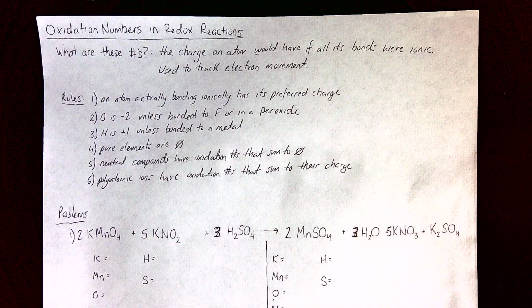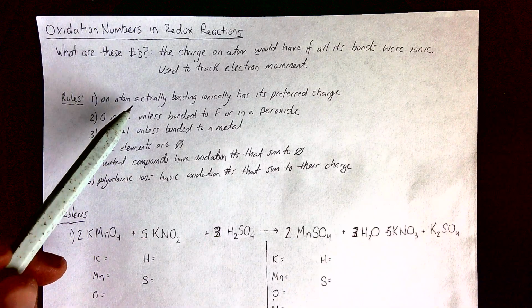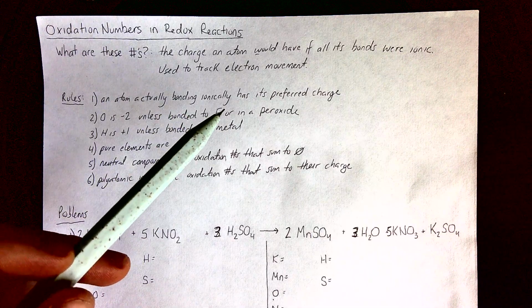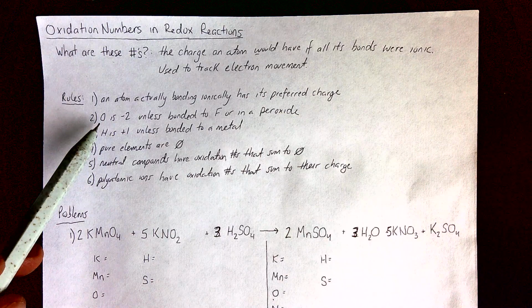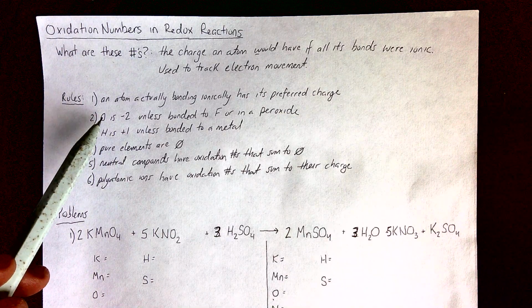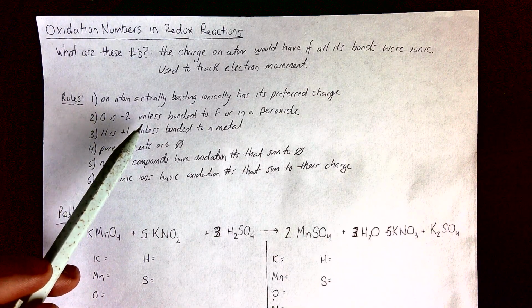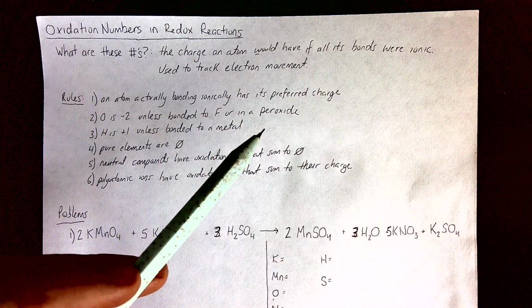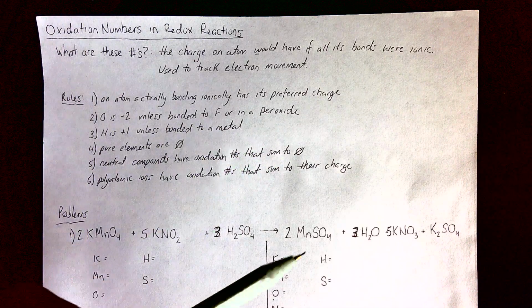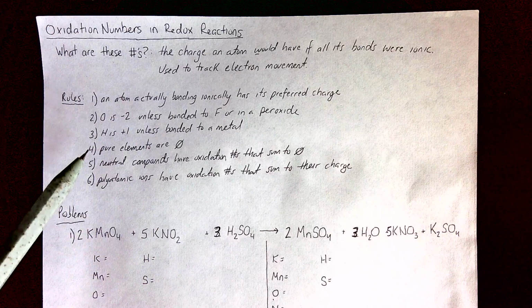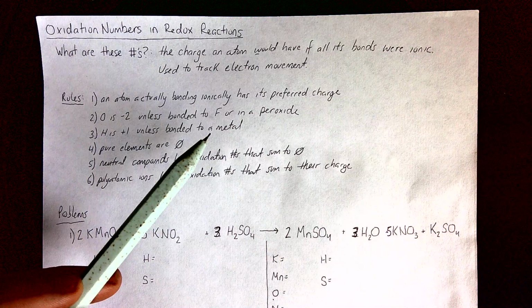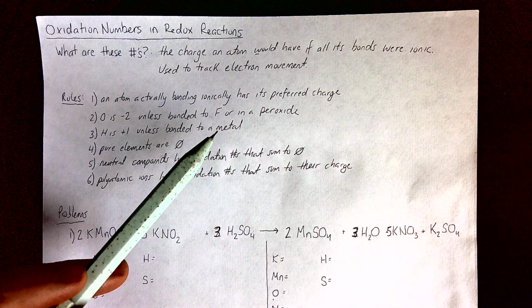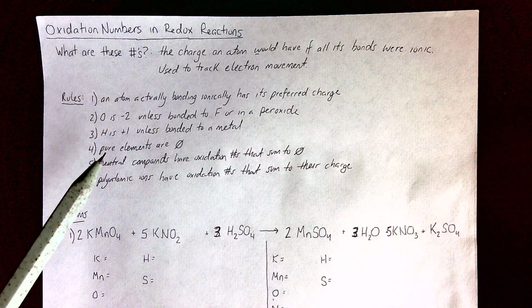And to determine these numbers, you have 6 rules. The first one is that if an atom is actually bonding ionically, just give it its preferred charge. If it's oxygen, the number is going to be -2, unless it's bonded to fluorine or it's in a peroxide, which are rare instances. You can look up the rule if that happens. H is +1, unless it's bonded to a metal, in which case it will be -1. Pure elements are 0.